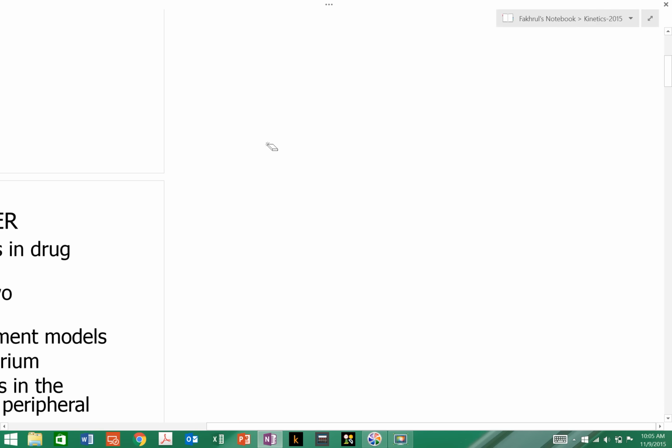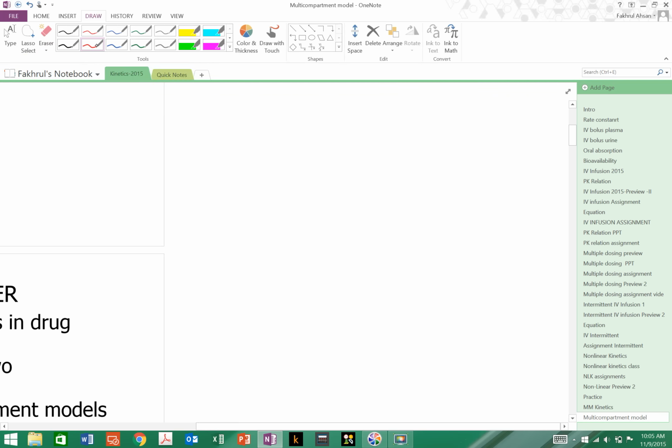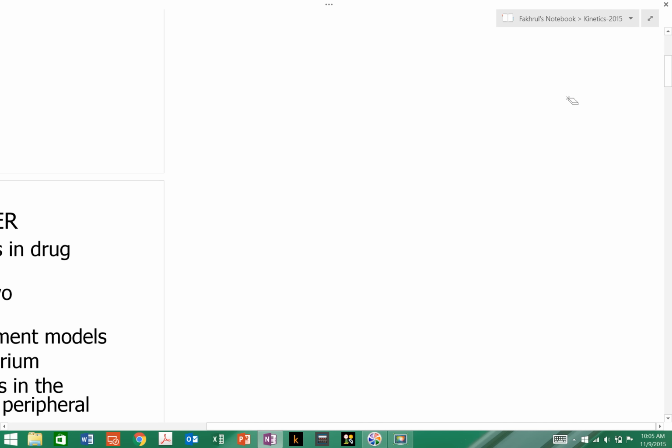we have a tank here. We have a tank here.